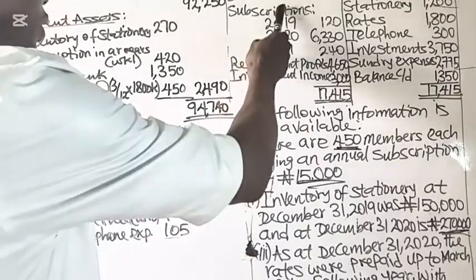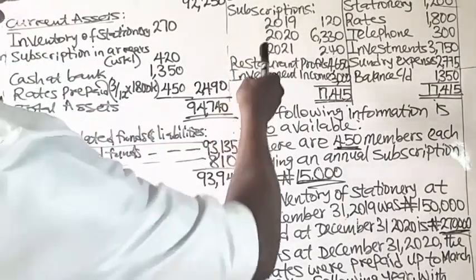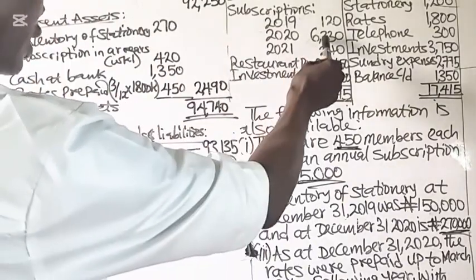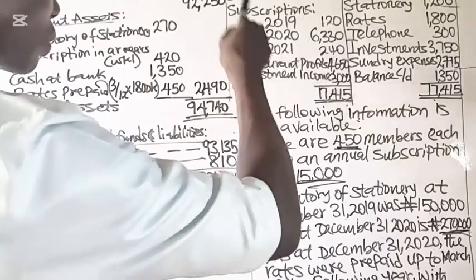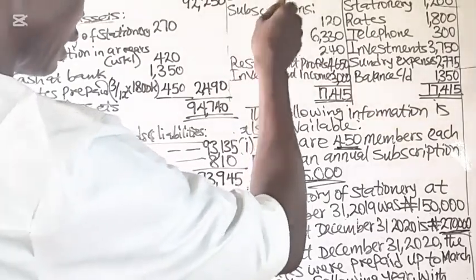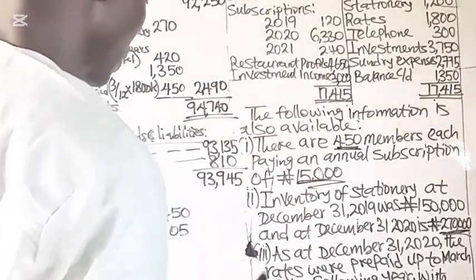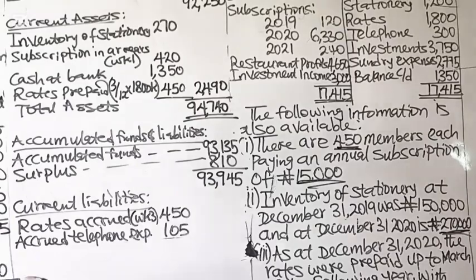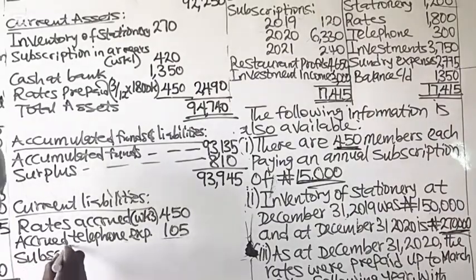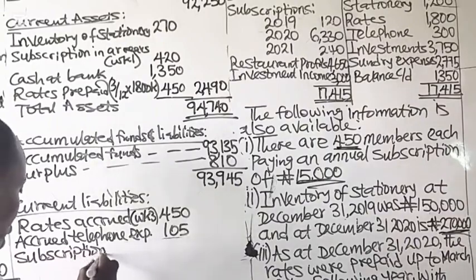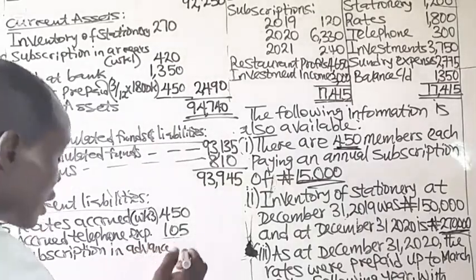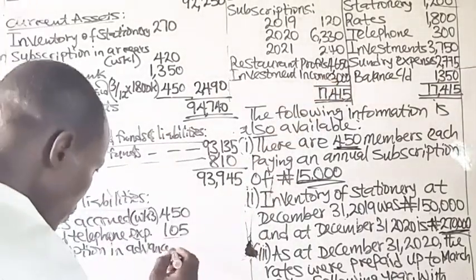This is subscriptions in the receipts and payment. The one for 2019 was in arrears in the opening entry. This is the one for 2020. The one for 2021 is the subscription paid in advance. That will be reported under current liability in the statement of financial position. Subscription in advance, that is 240.